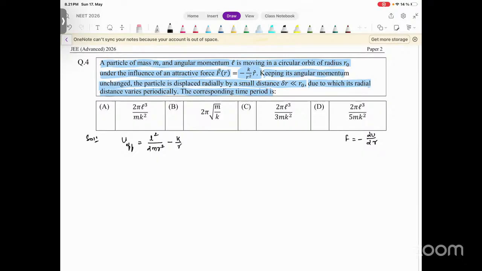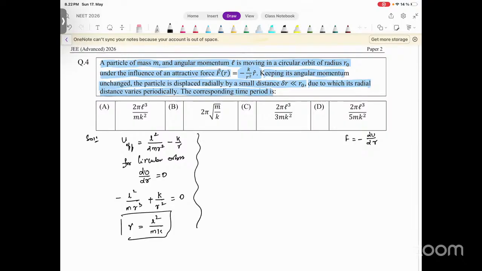Okay. So now for your circular orbit, you know that du by dr must be equal to 0. That means minus L square divided by m into r cube, minus of minus it will become plus, K divided by r square, that must be equal to how much for me? 0. That means from this one, I will be getting the value of r is equal to L square divided by m into K. Isn't it?